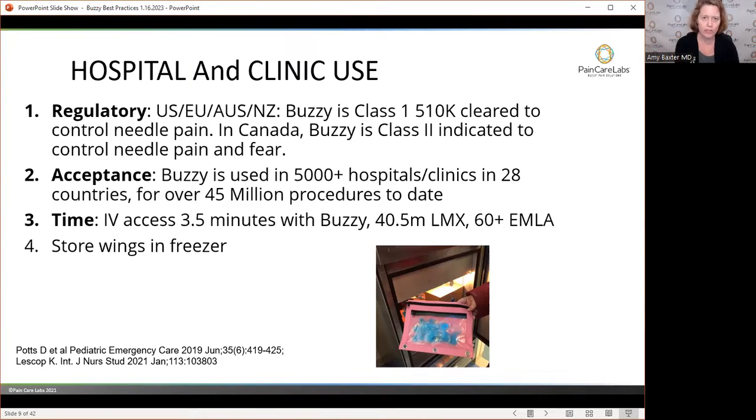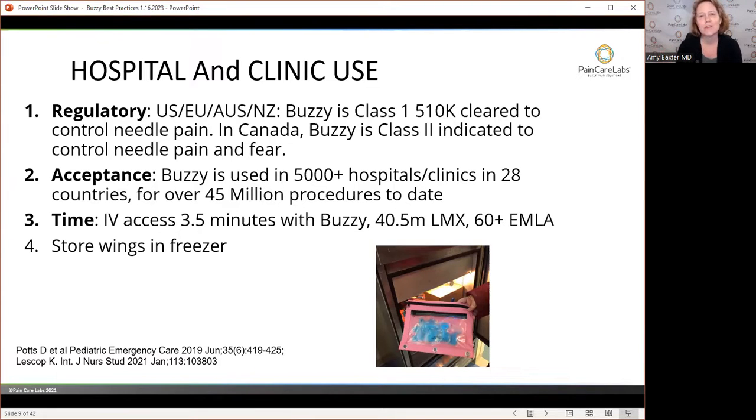One of the questions we often get for implementing Buzzy in a hospital is how do you keep the ice wings? So there are a number of different ways. Some places will buy a freezer that is dedicated, which we do have. Some people will put it in the freezers, but only the ones that don't have sterile items in them. And some hospitals put it only in the freezers that do have sterile items and don't want it in with food.